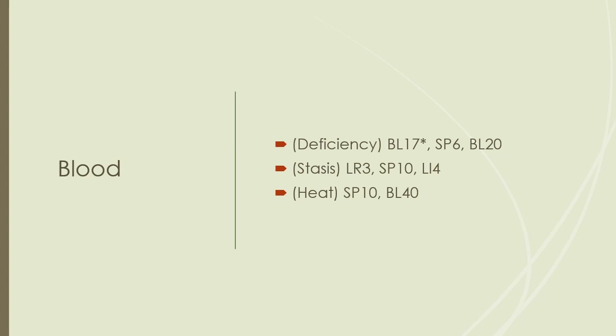Bladder 17 may be used in cases of blood stasis as well, but very often in excess pathologies, blood stasis, blood heat, you will see spleen 10. Spleen 10 is combined with points that move the qi, like liver 3 and Li4, in order to treat blood stasis. And for blood heat, very commonly you will see points like bladder 40, which is pricked to bleed in order to cool the blood.